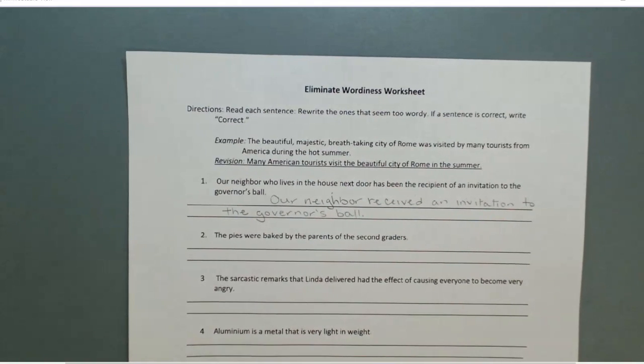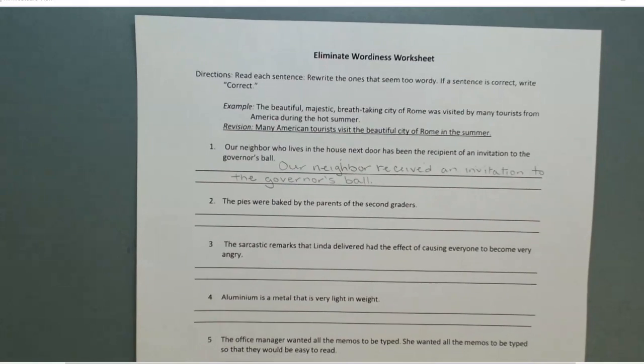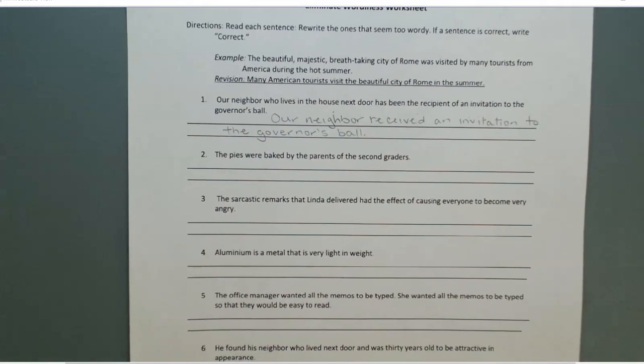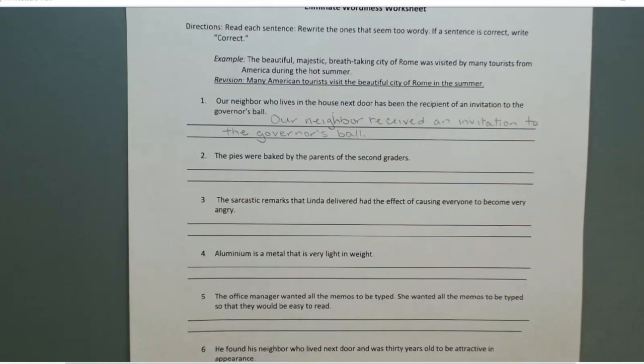Did you write this down? Did you get it right? Yeah, you had that exact thing. Fabulous. All right. Number 2. The pies were baked by the parents of the second graders becomes what, ladies and gentlemen? Tyson? Take a shot at it. I said the second graders' parents baked the pie. That would work. How would it work without changing the beginning of it? Yep. Yours would work too.